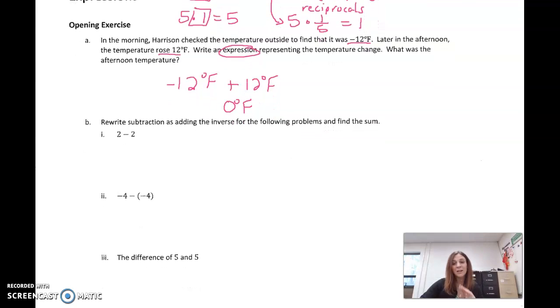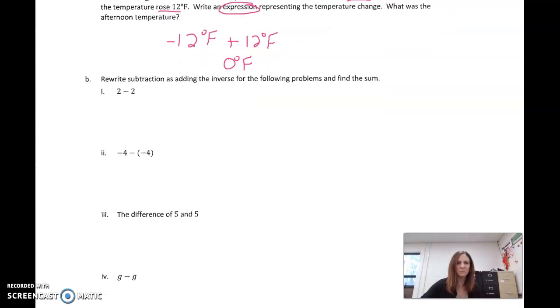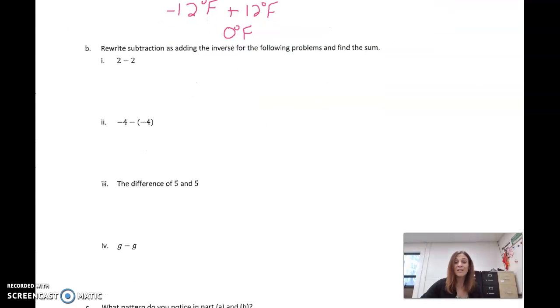Keeping that in mind, and again, guys, if I'm going too fast here, we got a lot to cover. Feel free to pause it and write stuff down. We're going to deal a lot with opposites. Part B here says rewrite the subtraction as adding the inverse for the following problems and find the sum. Inverse, opposite. By adding the opposite, keep, change, change. That's basically what we're doing here.